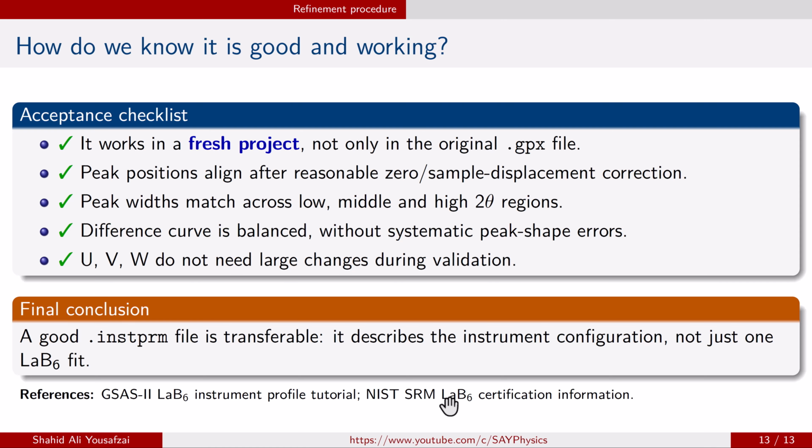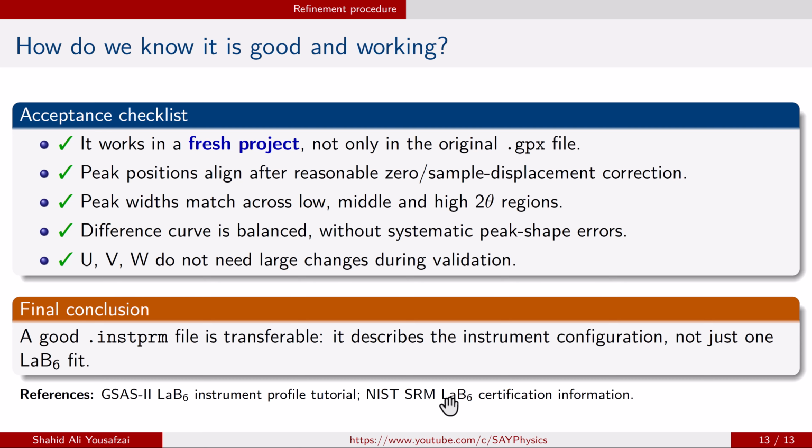It should work not only in the original project where it was created, but also in a fresh GSAS-II project. During validation, the peak position should align after reasonable zero or sample displacement corrections. The calculated peak widths should match the observed widths across the low, middle, and high angle regions. The difference curve should be balanced without repeated systematic peak shape errors. Finally, U, V, and W should not need large changes during validation.